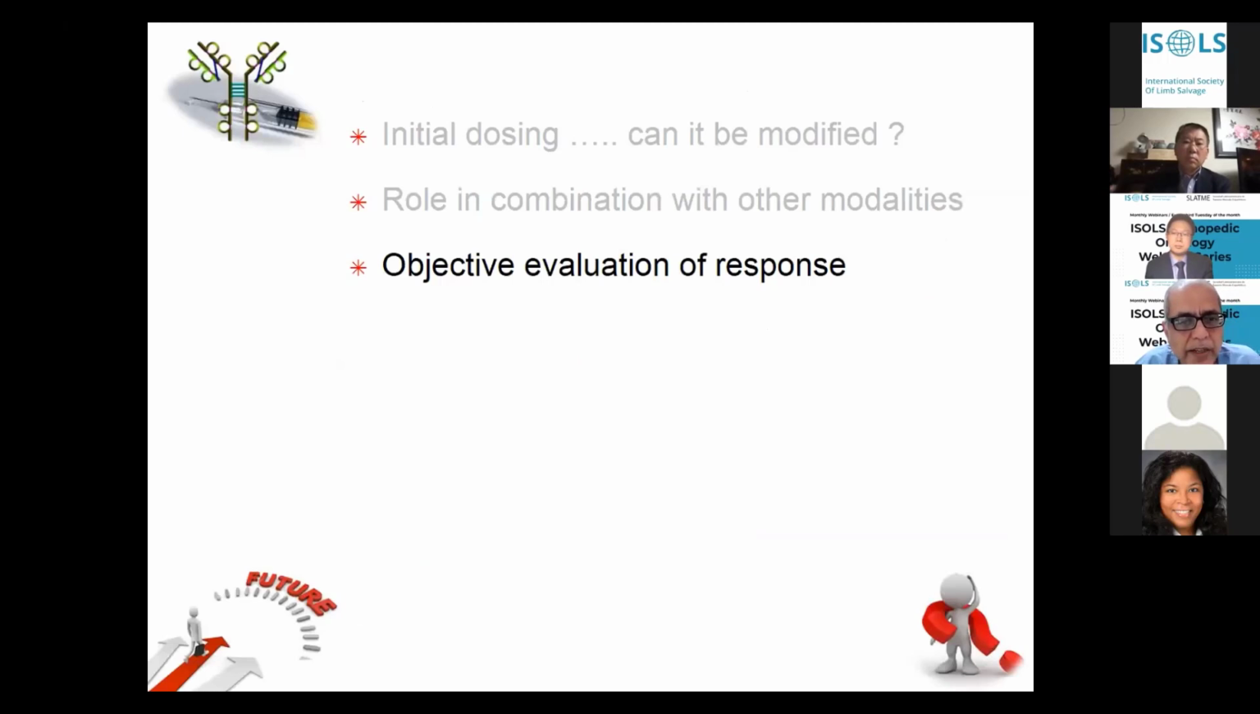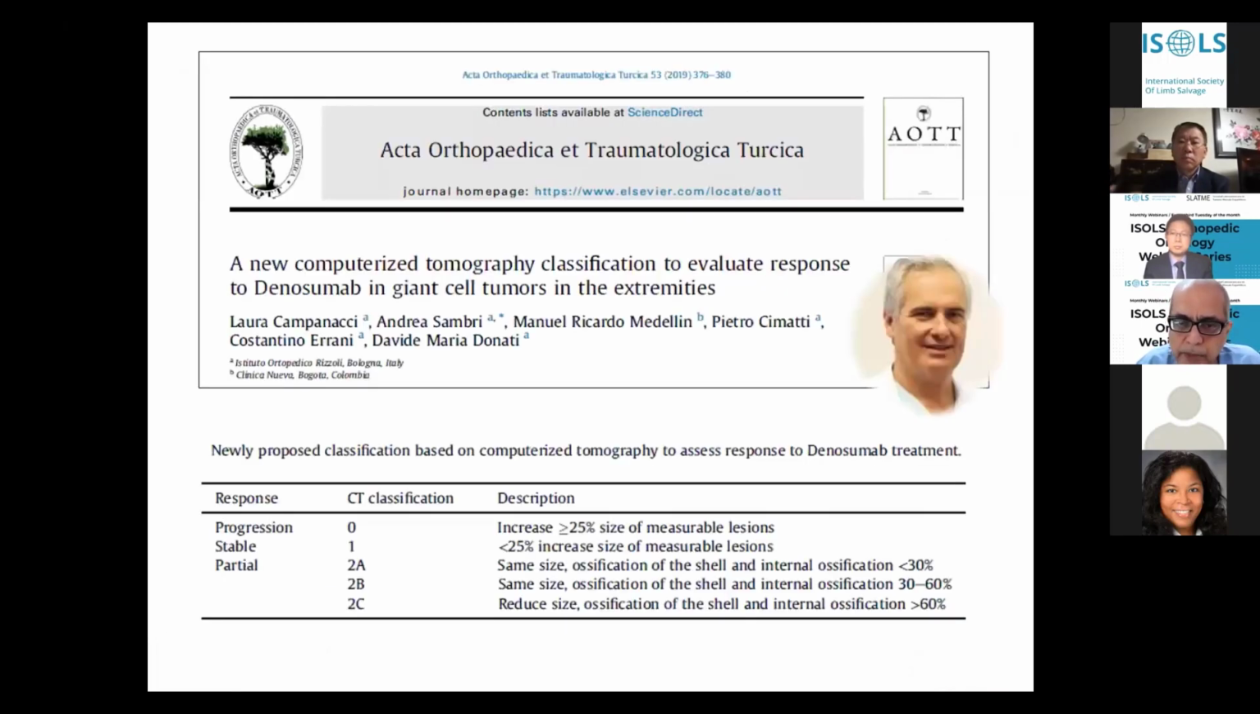Another question that we need to answer is having some objective evaluation of the response to denosumab. All of us say yes, partial response, good response, but to be able to compare results, we need to have some objective criteria. And this article, again by the Rizzoli group, has given us a good idea how we can do a CT classification of the response to denosumab from 0, which says that there is an increase of more than 25%, to 2C, which talks about a reduction in size and ossification.